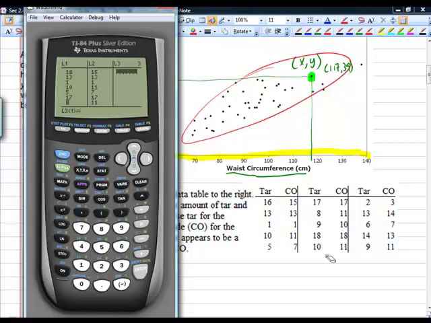Well, here's what we're going to do. Once you get your data entered into the calculator, you want to quit this program.